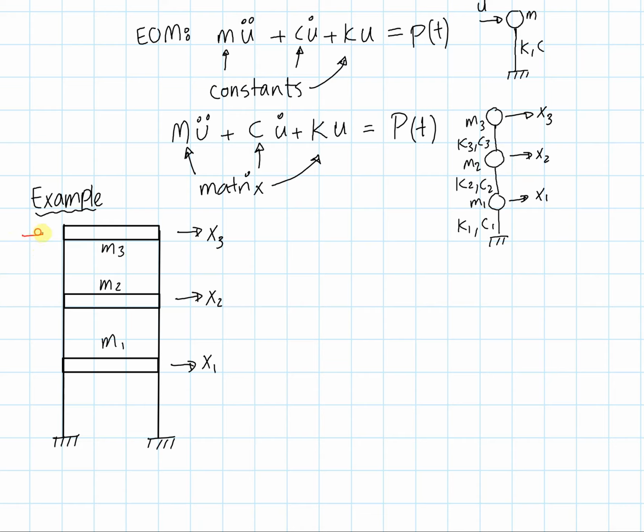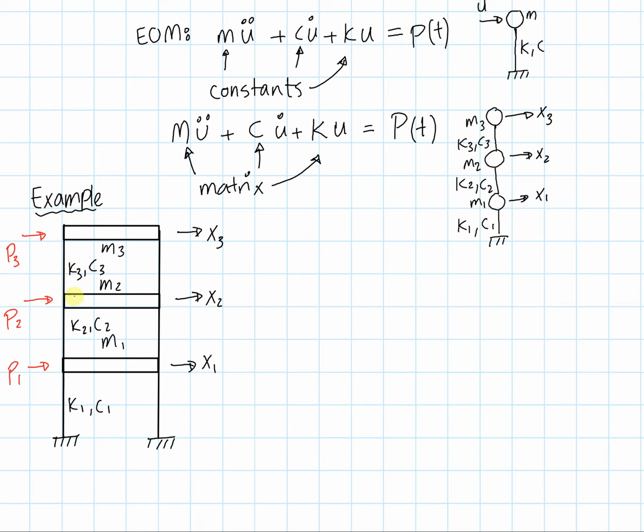We've got P3, P2, and lastly P1, and we also have the stiffness and damping parameters, which are K1, C1, K2, C2, K3, C3. Here it is.